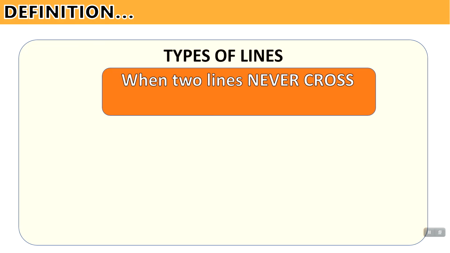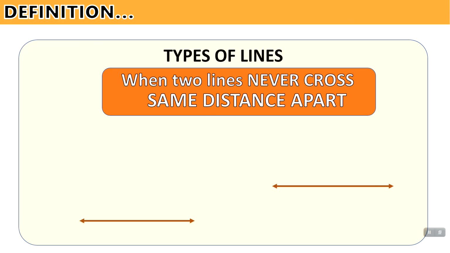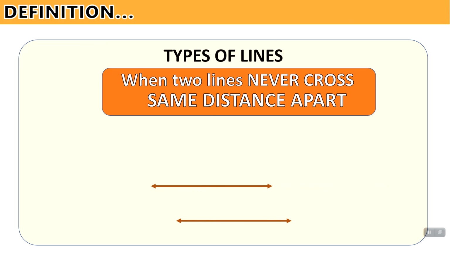What happens when two lines never cross and they are the same distance apart? Like this. We call these types of lines that never cross and are the same distance apart parallel lines.